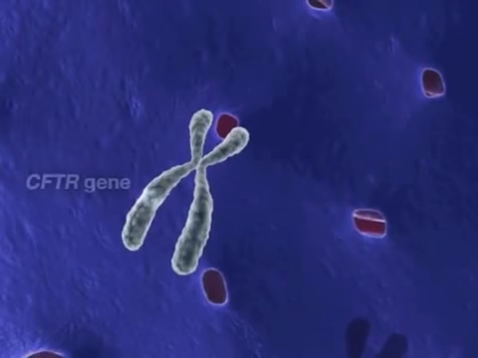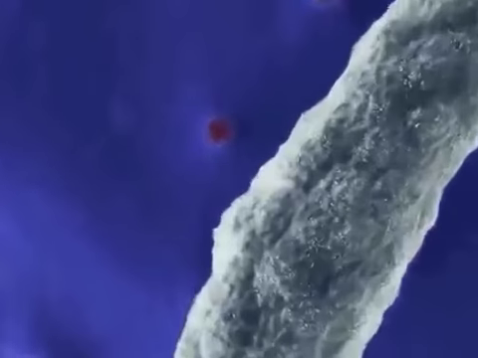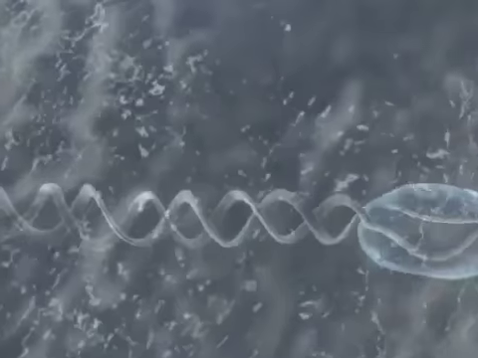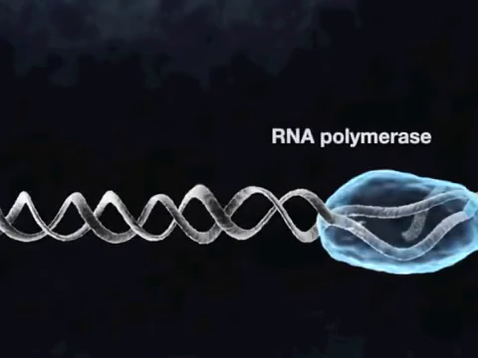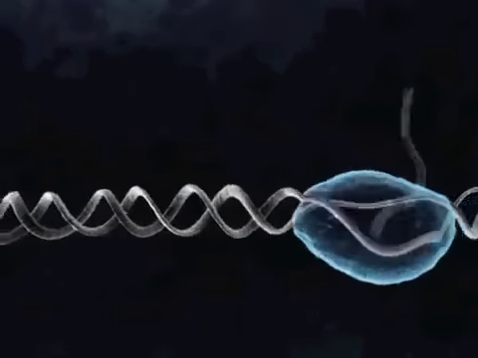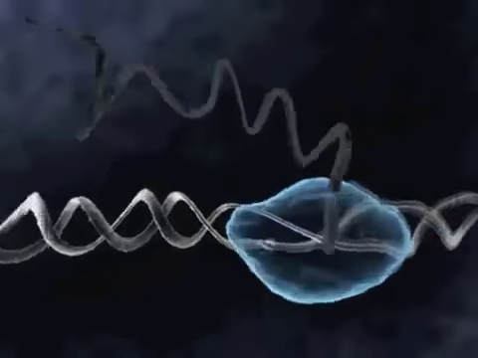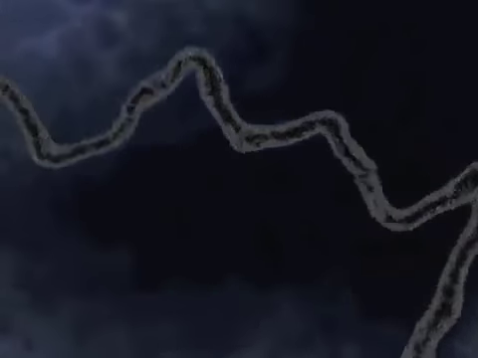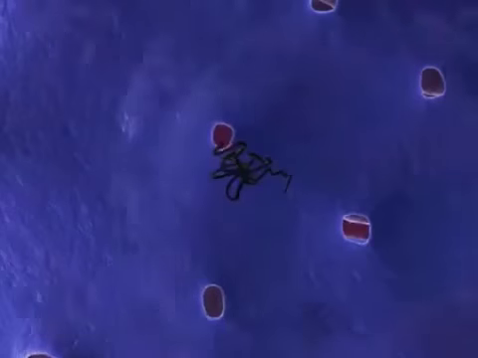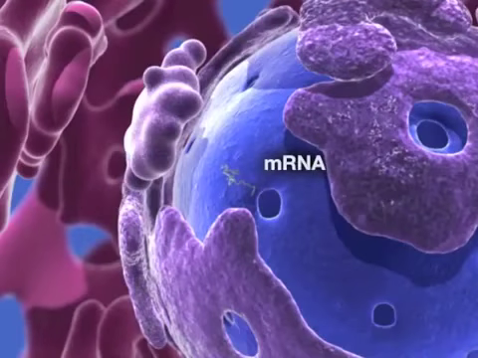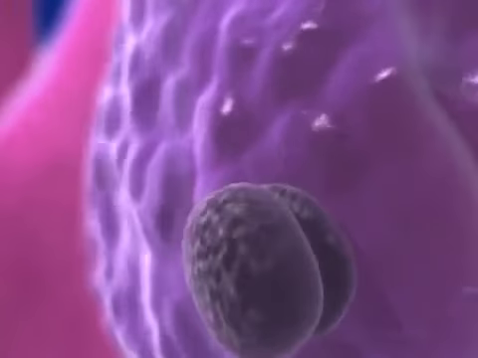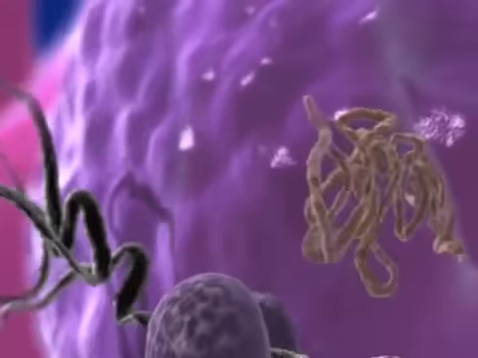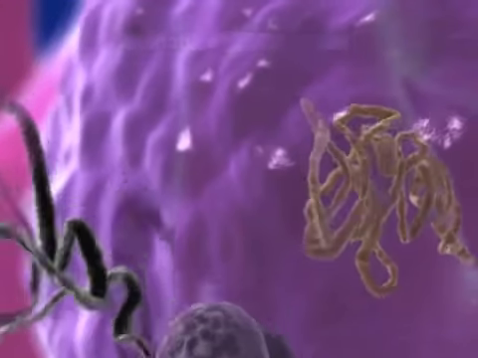The CFTR gene is located on the long arm of chromosome 7. Under normal circumstances, the DNA is read and transcribed to messenger RNA, during which the introns are spliced out. The messenger RNA strand exits the nucleus of the cell and travels to the ribosome, where it is translated to the immature CFTR protein product.